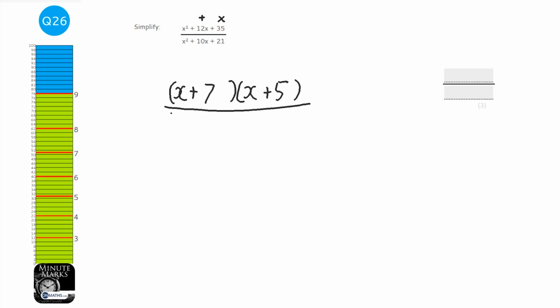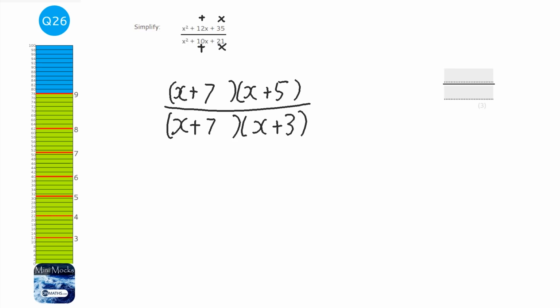Then I need to factorize the bottom. Now, a little bit of a cheat here. I know one of them will be the same. So either one of them is going to be x plus 7 or one of them is going to be x plus 5. So I need 2 numbers that add together to make 10 and multiply together to make 21. Well, I know that 5 doesn't go into 21, but I know 7 does. So x plus 7 and x plus, well, to make the 21 and the 10, it needs to be 3.